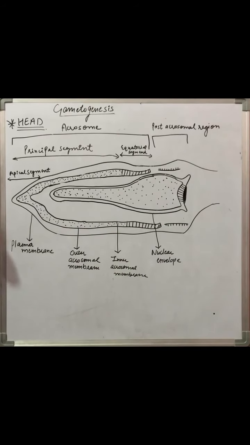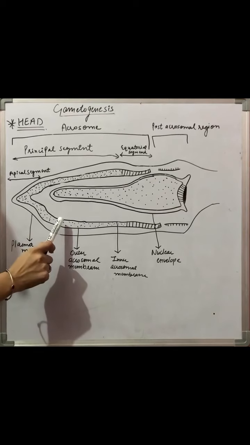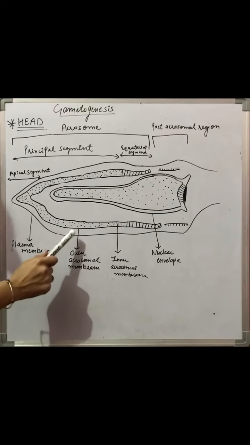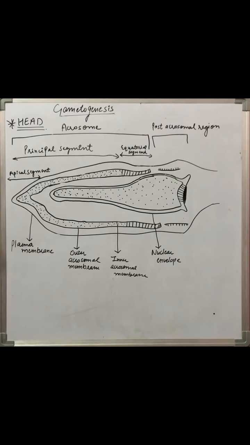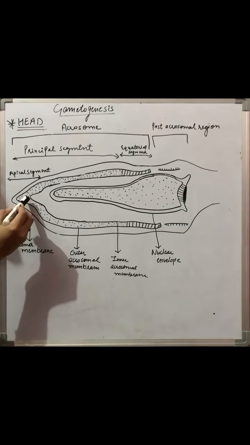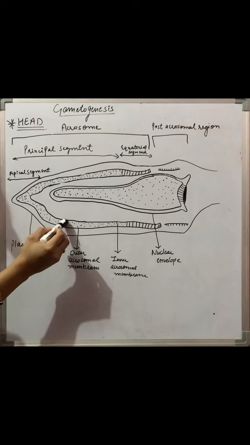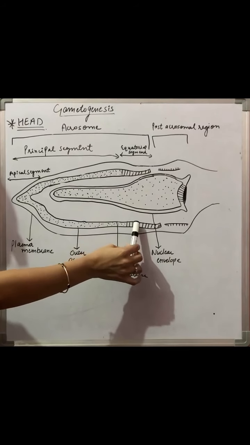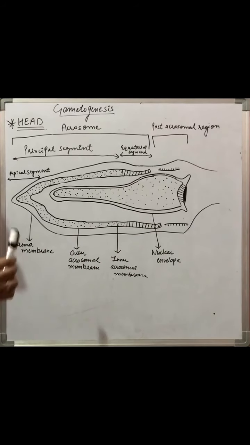membrane. Okay, so this acrosome also has two membranes. First is the inner acrosomal membrane, second is the outer acrosomal membrane. And in the acrosome, these dotted structures are the secretions of the proacrosomal vesicles, and here it has this bar kind of structure.